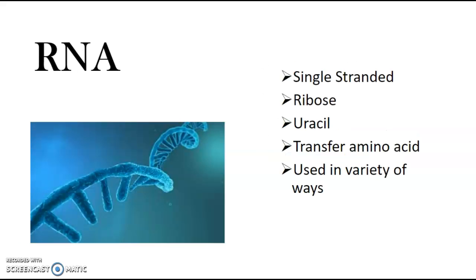Now here we have RNA, which is considered to be single-stranded. It is more resistant to ultraviolet rays. RNA molecules made in a cell are used in a variety of ways. RNA uses the sugar ribose.